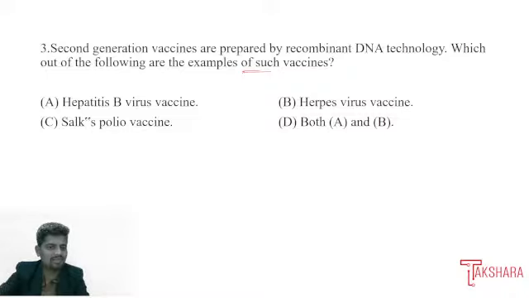So with the technique of rDNA, for the second generation vaccine, option A is the hepatitis B virus vaccine, not herpes virus, along with the Salk polio virus, and A and B are given. So the correct option for a second generation vaccine made with rDNA technique will be option A.